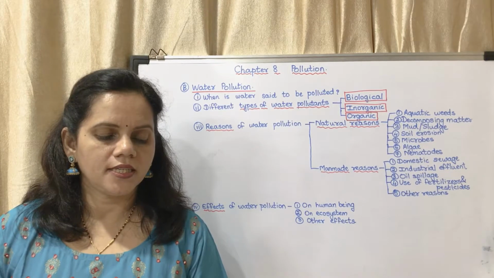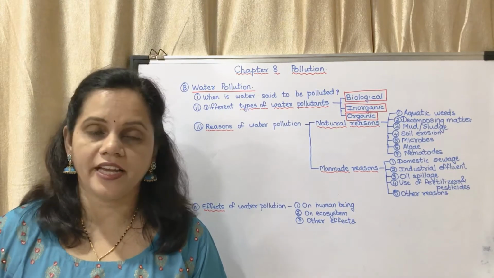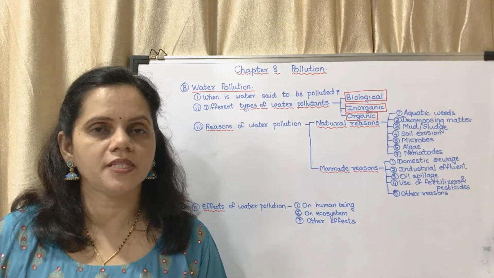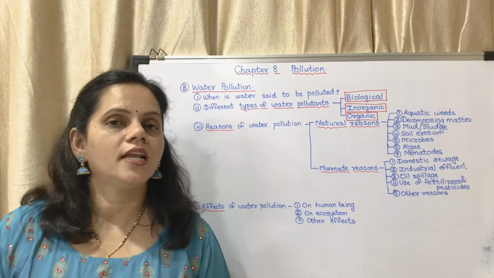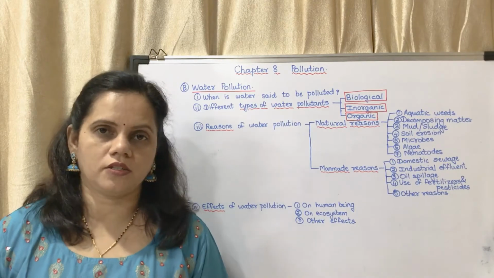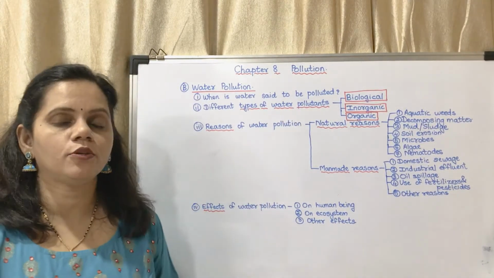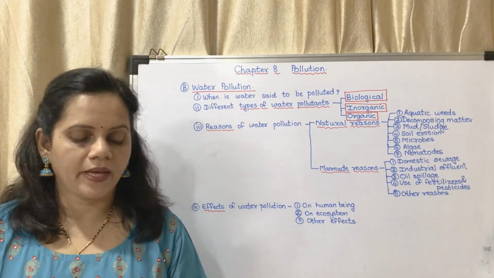Why is water referred to as the molecule of life? Because it is very much essential for the survival of living things on the surface of the earth. Okay, now the first part, when is water said to be polluted? That is the next paragraph.